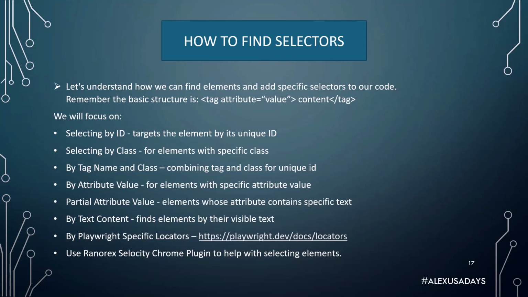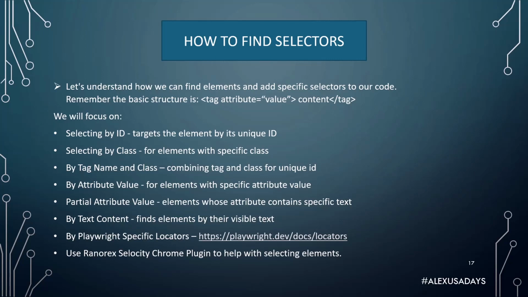Today we will focus on selecting by ID, which targets the element by its unique ID, selecting by class for elements with a specific class, selecting elements by tag name and class, combining tag and class for a unique ID. We will be selecting elements by attribute value for elements with specific attribute values. We will do partial attribute value selection, so elements whose attribute contains specific text. We'll be selecting by text content, which finds elements by their visible text. And we will use some of Playwright's specific locators.